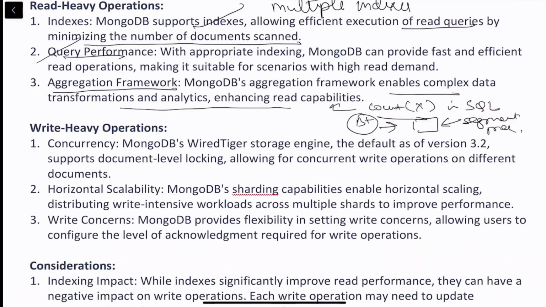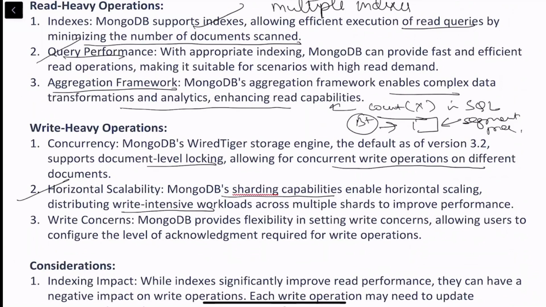In write-heavy operations, in the WiredTiger storage engine, the concurrency is at the document level. So that means I can lock a document, but I can write to multiple documents in a collection, and this will improve my write operation efficiency across the collection, which was earlier a problem in the MongoDB world. The horizontal scalability, or sharding capabilities, of MongoDB enables write-intensive workloads, since the data is now sharded across multiple nodes, and hence each node has its own capability of writing the data to disk.